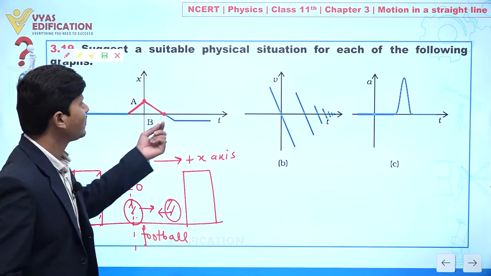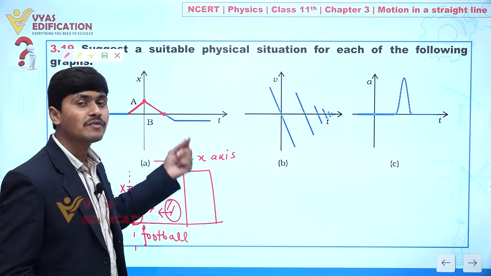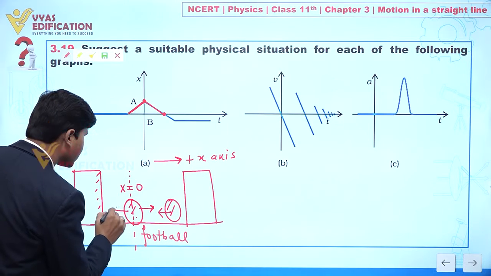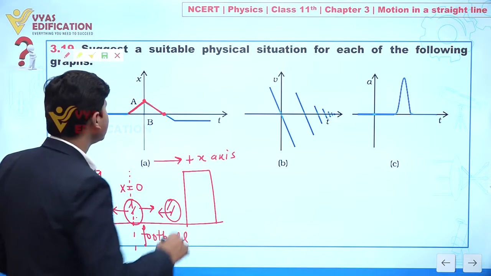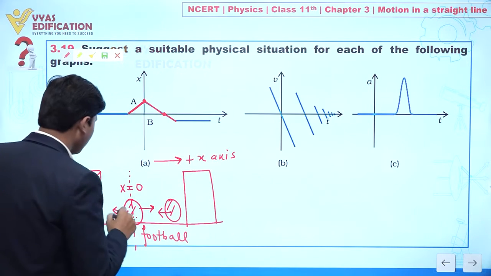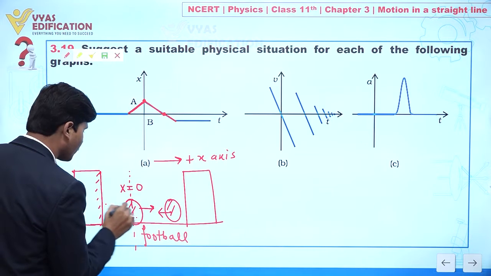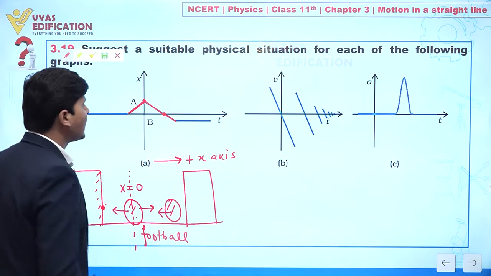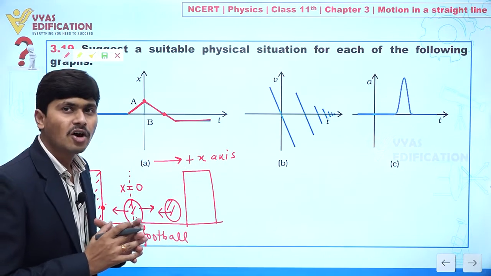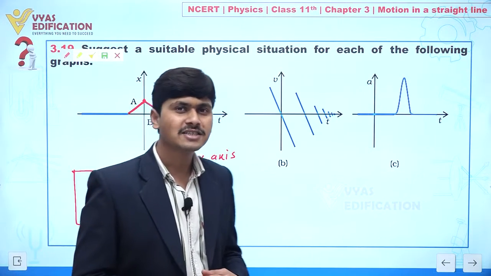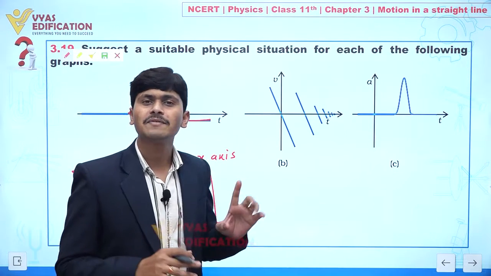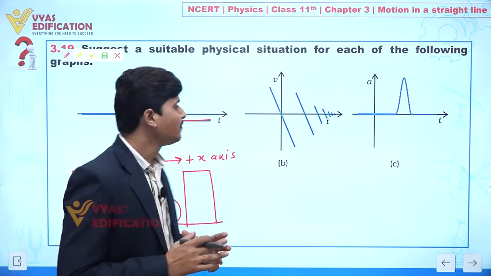Here we are also getting x equal to 0. After reaching this position, the football keeps moving in the left direction. That's why we get negative displacement. When the football strikes this wall, it sticks to the wall, or we can say it comes to rest. So this is the situation shown in graph number A. Clear to everyone?